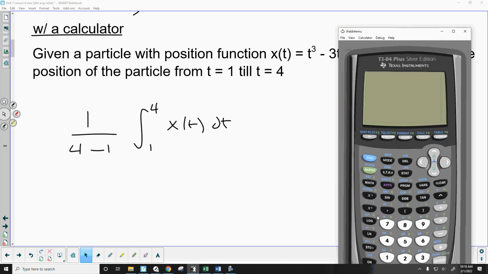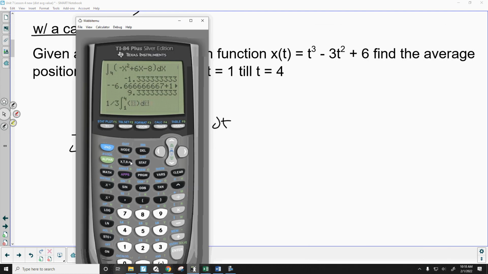But since I do have a calculator, I'm just going to go 1 over 3, math 9, 1 to 4 of what I'm trying to find the average of. T cubed minus 3t squared plus 6. Boom, 6.25.